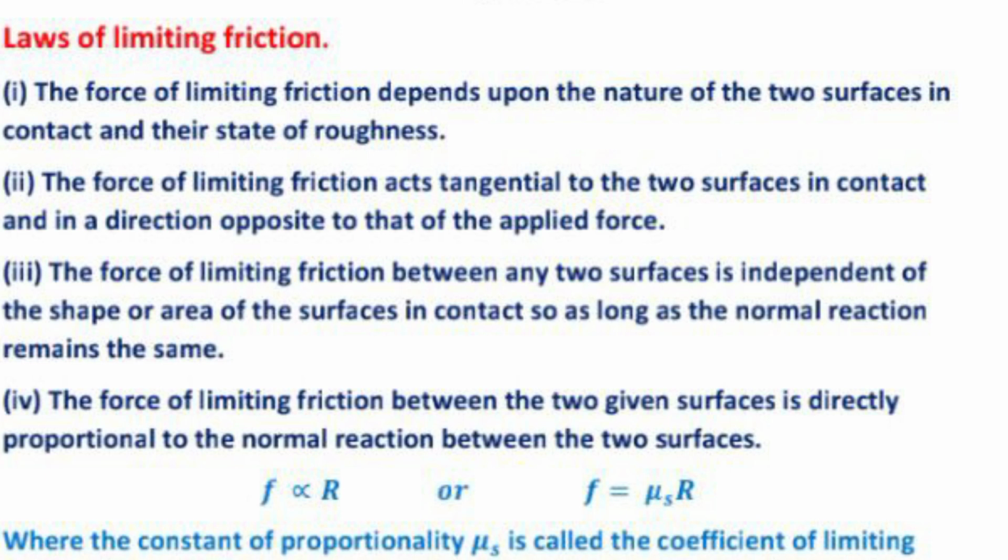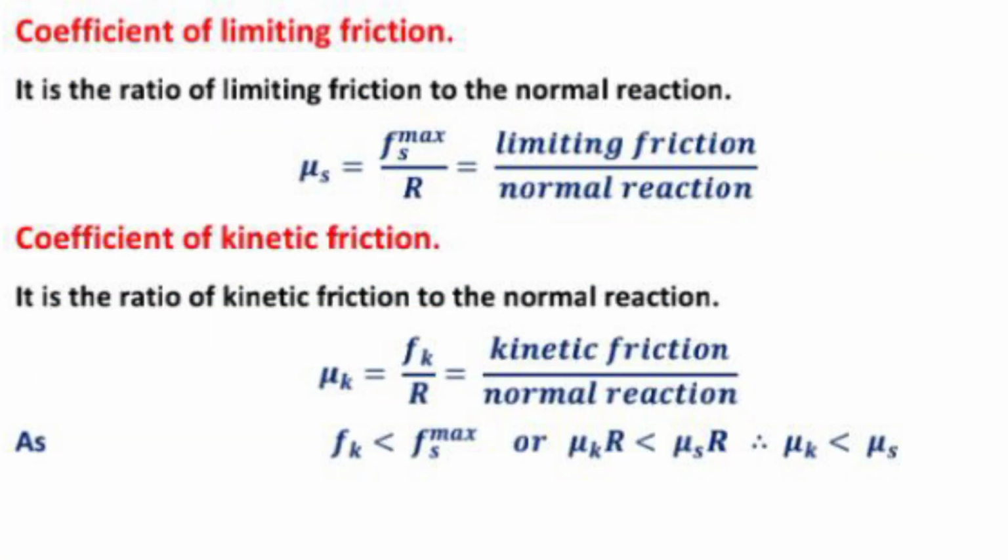Now, coefficient of limiting friction. What is the coefficient of limiting friction? It is the ratio of limiting friction to the normal reaction. Mu equal to limiting friction upon normal reaction. Coefficient of kinetic friction: it is the ratio of kinetic friction to the normal reaction, kinetic friction upon normal reaction.